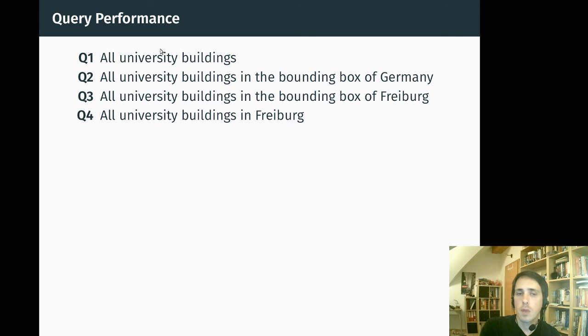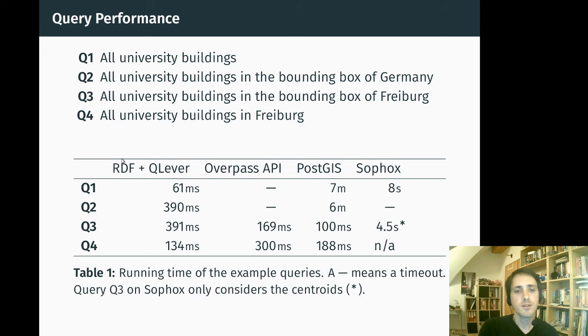So how does this compare performance-wise to other approaches? Well, we formulated these 4 example queries here. And as you can see, our RDF and QLever approach actually compares quite well to the other approaches. So the Overpass API actually timed out for query 1 and query 2. Sophox also timed out for query 2, and Postgres was very slow for query 1 and query 2. And it's important to note here that Sophox does not retain the complete shape information, but only centroid points.